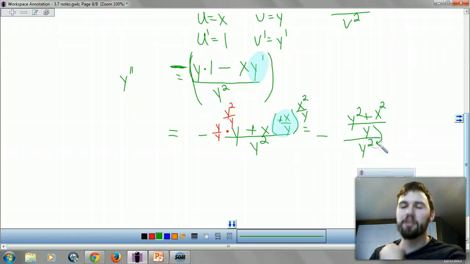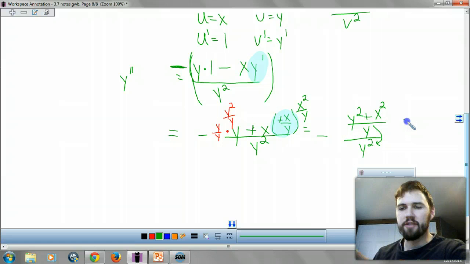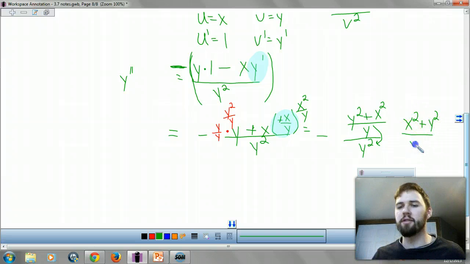That y moves down with this y because they're looking for a roommate. They need someone to help pay rent. So I'm going to rewrite this too, just so it's x squared plus y squared all over y to the third, negative sign out in front.